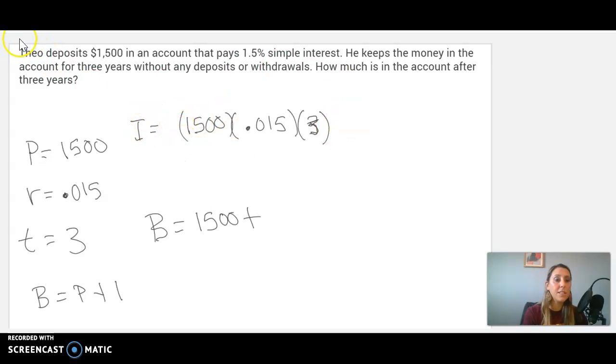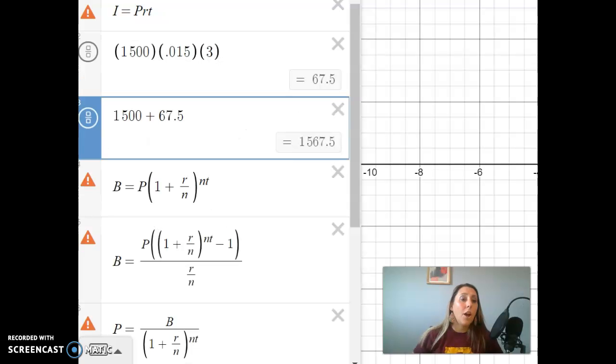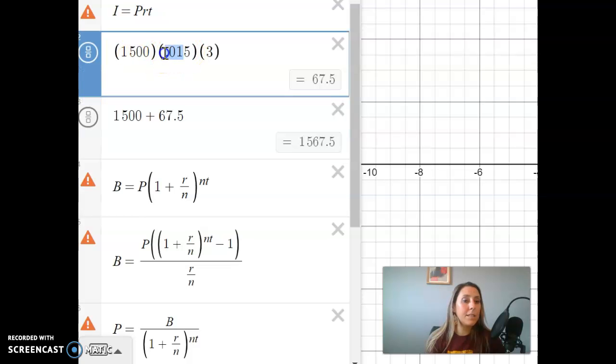So I've already started this and we are going to go to Desmos and I'm going to plug all of this in. All right, so now we are in Desmos and I already have the simple interest formula in there. I went ahead and plugged it in. This is my principal, this is my rate, and that is the time. So the interest earned on that account is going to be $67.50. And then I added those two numbers together.